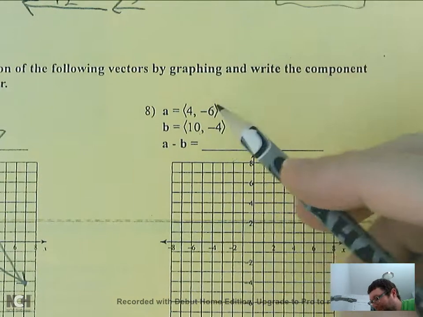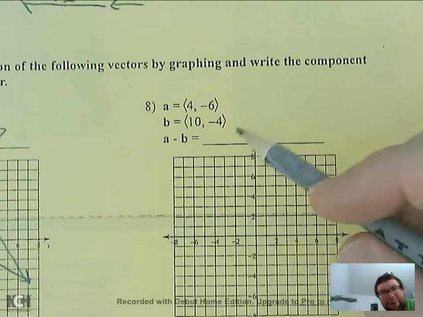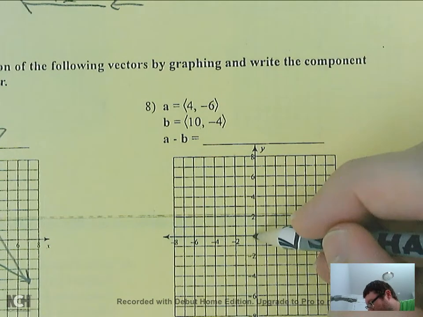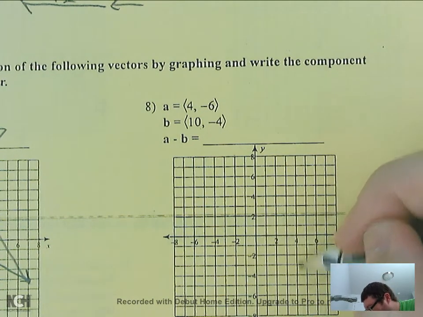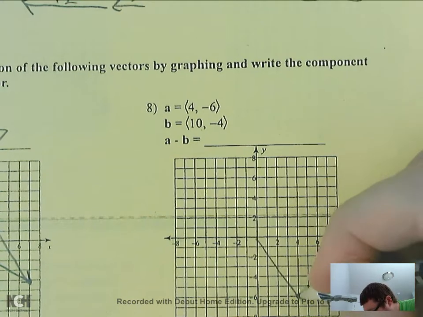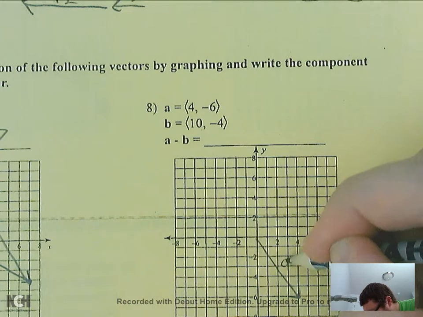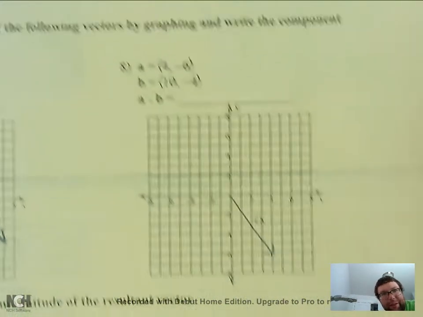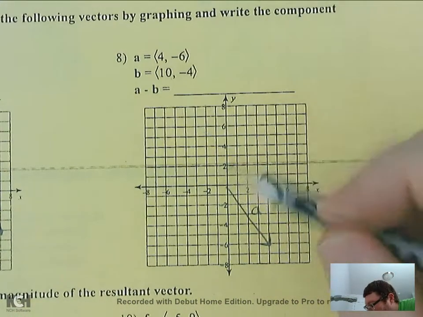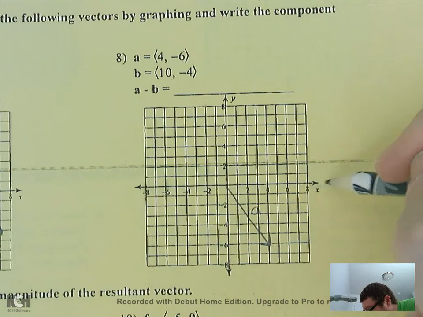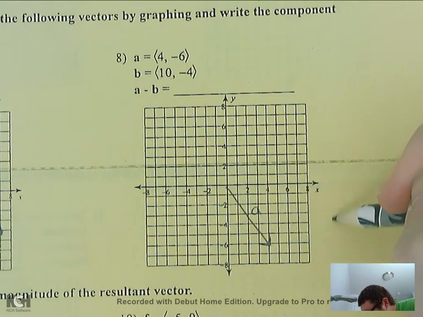Yay. Okay, subtract them. So this one, basically both start at the origin when you graph them. So 4, negative 6, there's A. And I'm going to label this because it's very important that I do this from a specific one. And then B is 10, which is off the graph. I'm really good at making these. And negative 4.